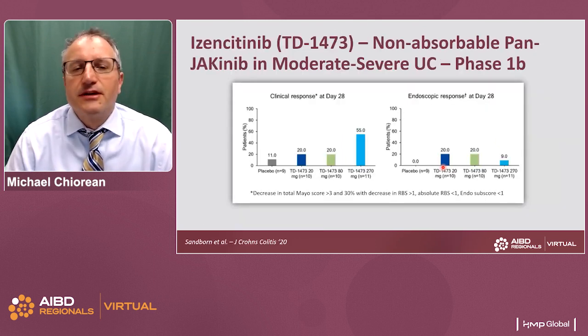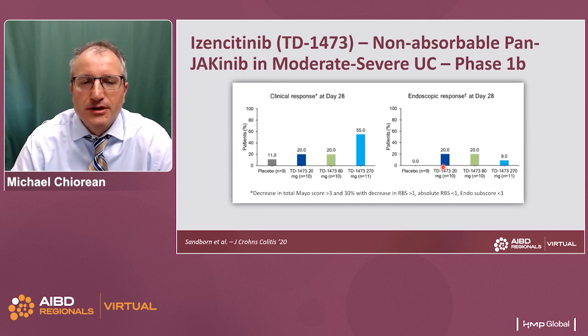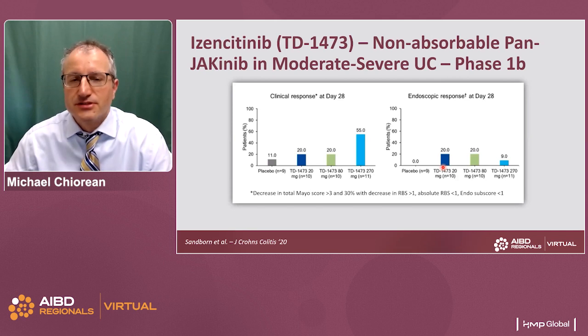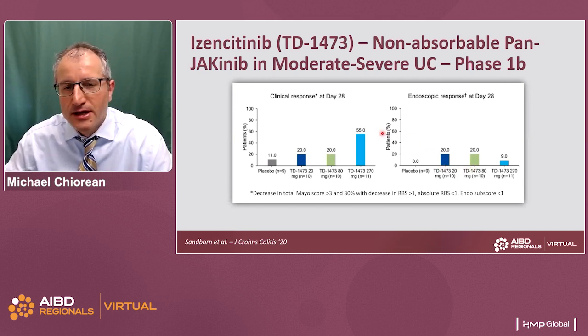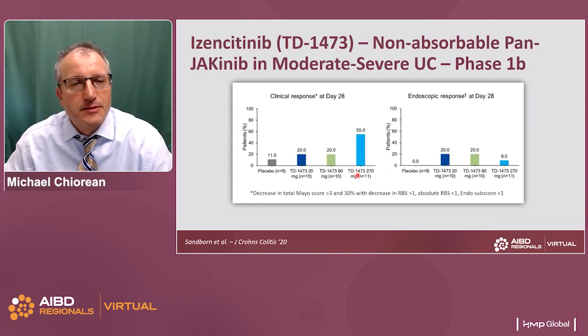Izencitinib is an interesting JAK inhibitor in that it is a pan-JAK, so it inhibits JAK1, 2, and 3, but because it's non-absorbable, it's felt to be safe. And in fact, if you look at these doses, this is the phase 1 program, by the way, these doses were increased up to 270 milligrams, and these are basically response rates after 1 month.